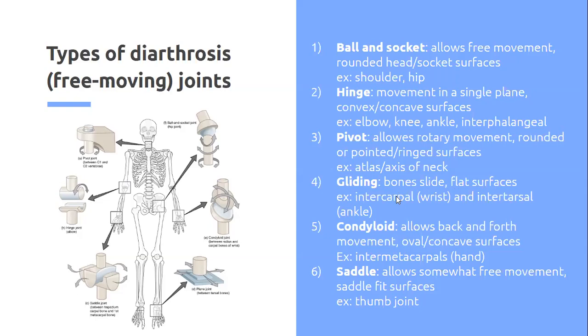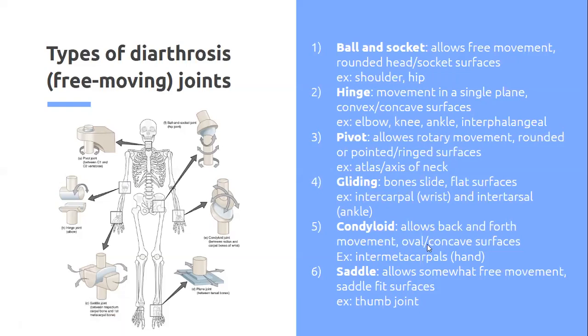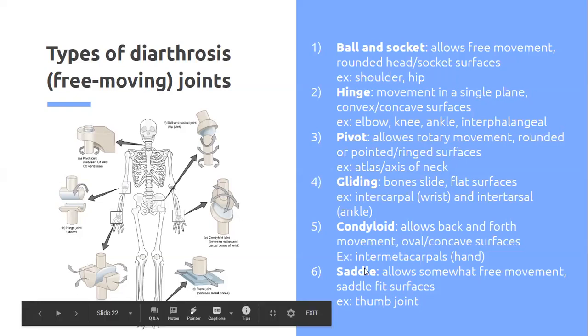So it's pretty flat. An example is your wrist and your ankle. And then we have condyloid joints, which allow back and forth movement, and they have oval or concave surfaces. An example is your hand.